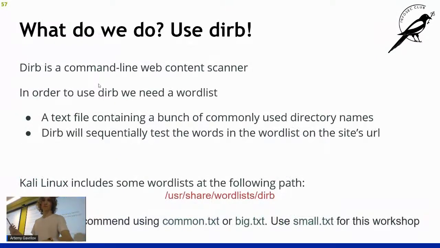What do we do? Use dirb. It is a web content scanner. What it'll do is take a text file of a bunch of commonly used directory names, things like, I don't know, /dev, or we can see the word list itself. We're going to head over to Kali in a second here. It'll just sequentially test all of them until it hits. This can take a really long time, but we're going to give it a try.